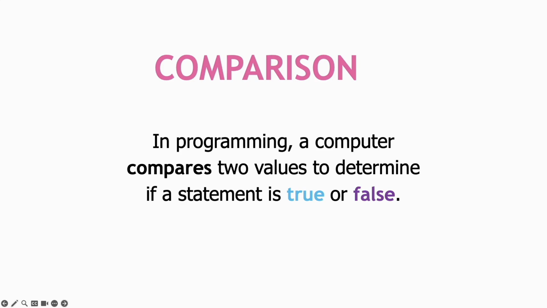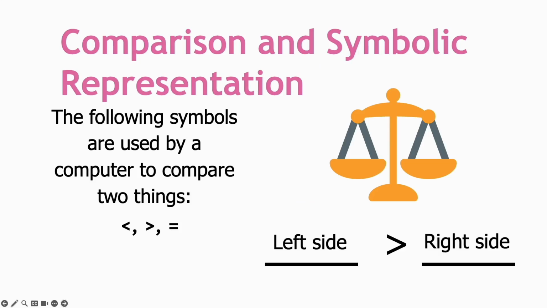Let's talk about comparison. In programming, a computer compares two values to determine if a statement is true or false. In coding, we use comparison, and we use something called symbolic representation. Symbolic representation is using symbols or icons to convey meaning within the program. For example, using a heart to represent love or a sun icon to represent brightness. The following symbols are used by a computer to compare things.